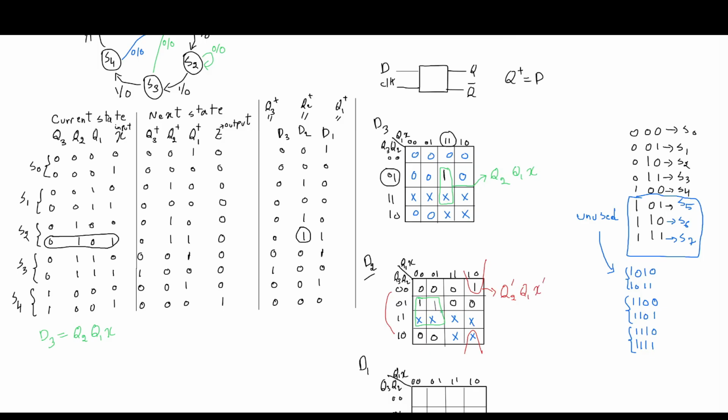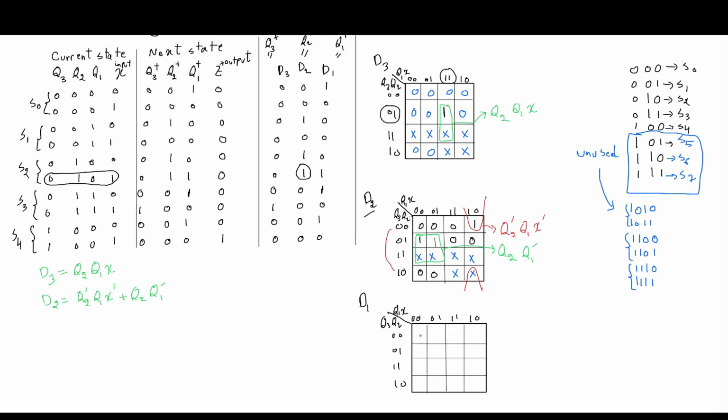Now for the group in green, so from here to here, Q2 is not changing and it's 1. So this will be Q2. And then from here to here, Q1 is not changing and it's 0. So this will be Q1 prime. Now we can write the Boolean expression for D2. D2 will be equal to the summation of those two terms. In red, we have Q2 prime. So next, let's do D1.